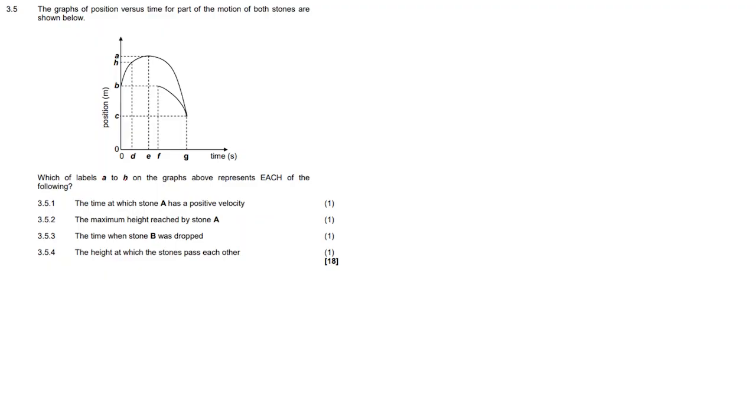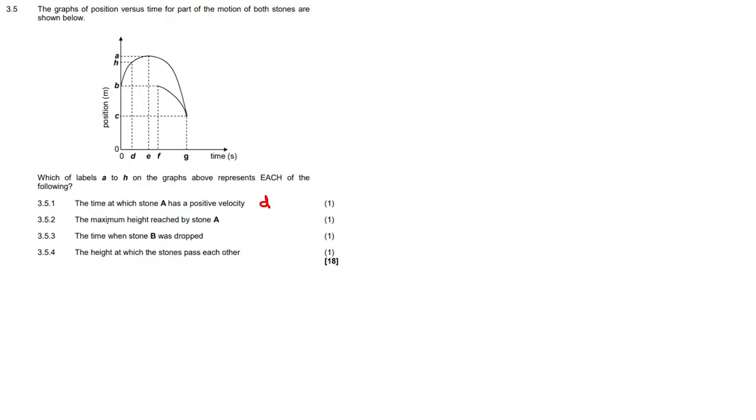Question 3.5. The graph of position versus time for part of the motion of both stones are shown below. Which of the labels A to H on the graphs above represent each of the following? Question 3.5.1. The time at which stone A has a positive velocity. We know that this curve is stone A, firstly. Stone A has a positive velocity at time D, as at E it has no velocity, and at F and G it has a negative velocity.